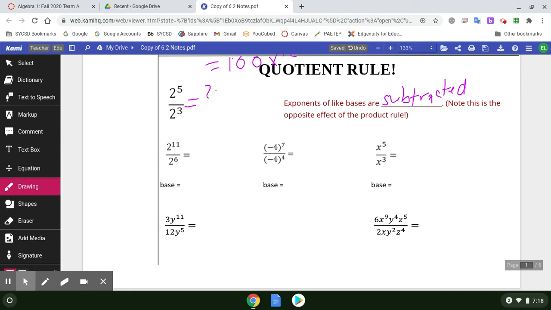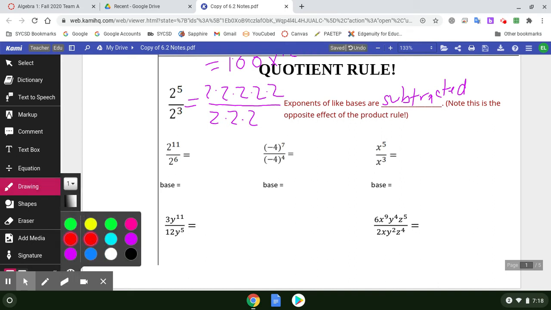A reminder, this occurs if we were to expand this expression without exponents, so that's 5 factors of 2 divided by 3 factors of 2. And the reason these exponents are subtracted is because our pairs of 2 divide to 1, essentially decreasing the number of factors total. So we are left with 2 factors of 2, making this 2 squared, which, as you can see, 5 minus 3 does equal 2.